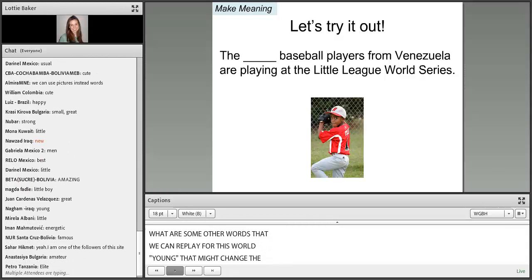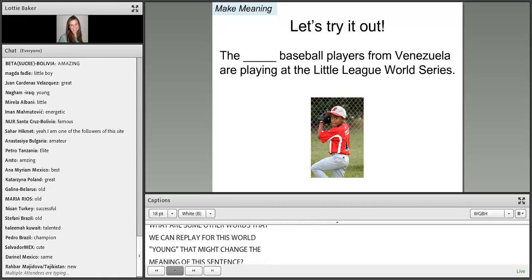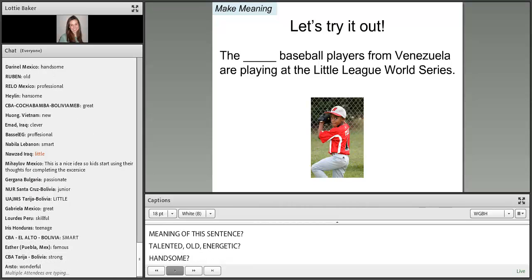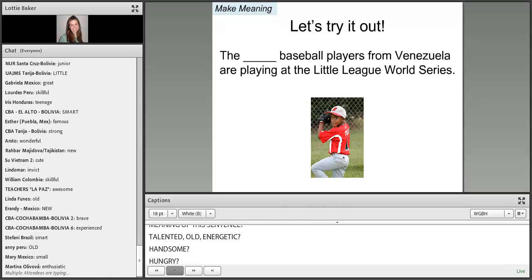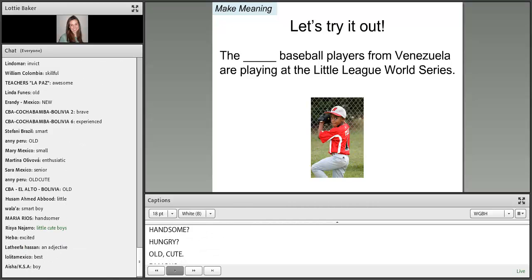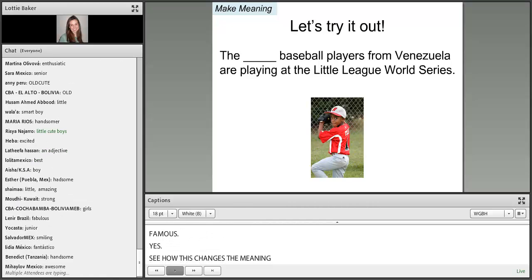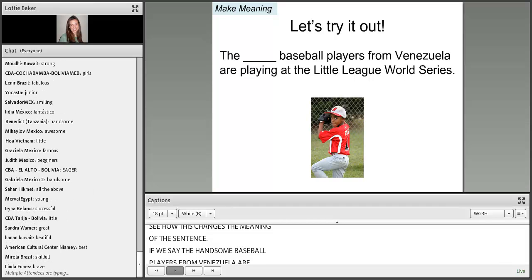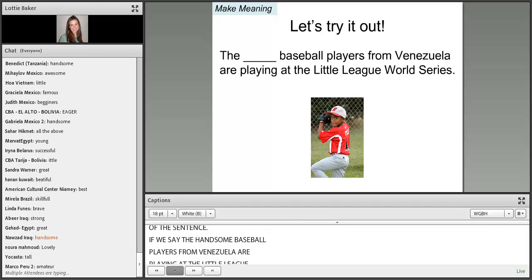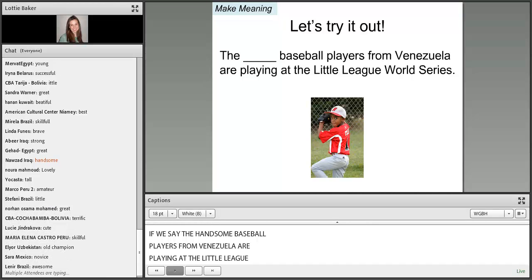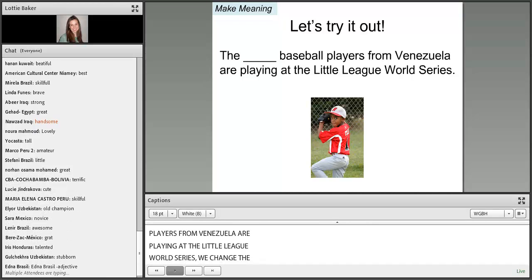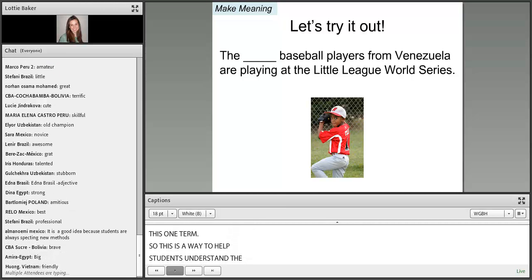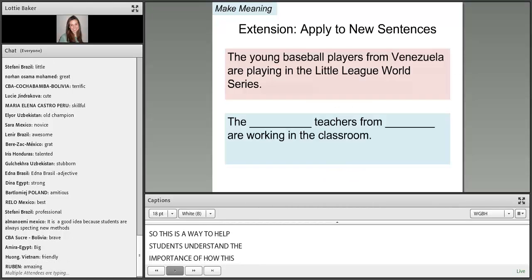Talented, old, energetic, handsome, hungry, great, old, cute, famous. Yes, and see how this changes the meaning of the sentence. If we say the handsome baseball players from Venezuela are playing at the Little League World Series, we really change the participant here by changing this one term. So this is a way to help students understand the importance of how this participant can change the meaning of the sentence.